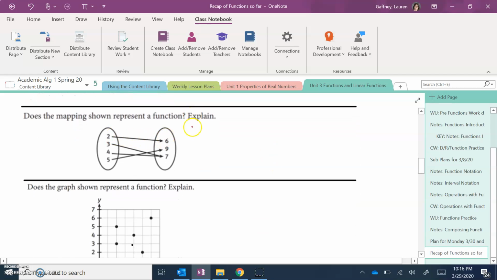If you think about it, let's write this as ordered pairs. This would be 2, 6, 3, 7, 4, 7, and 5, 9. So do the x's repeat? Nope. So this would be a function.